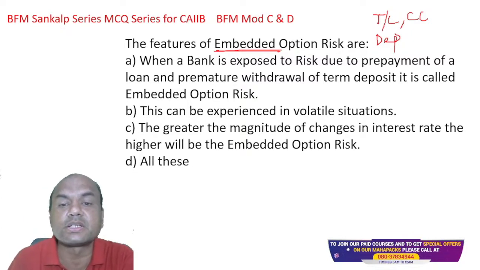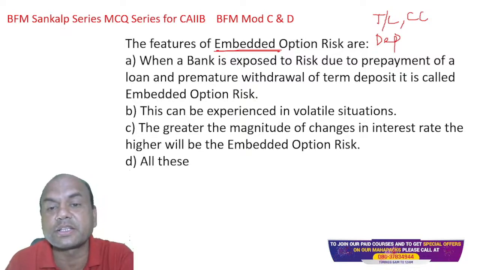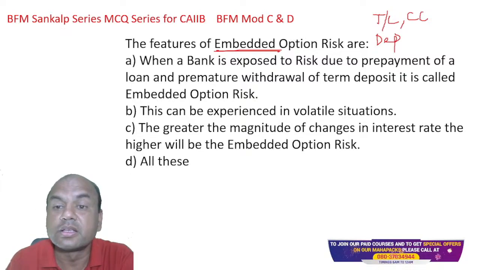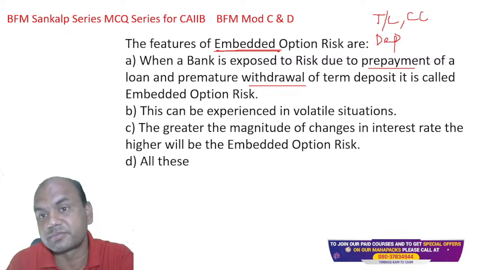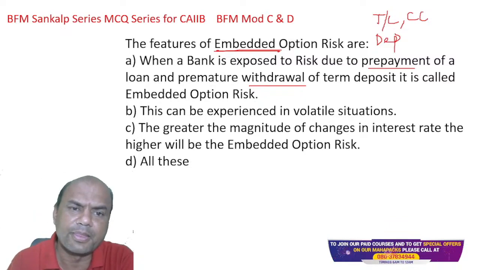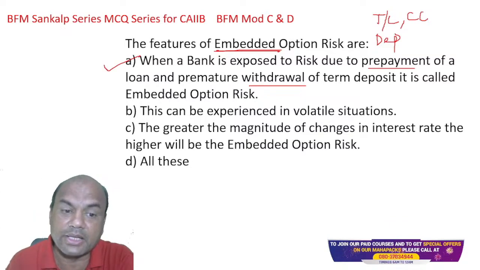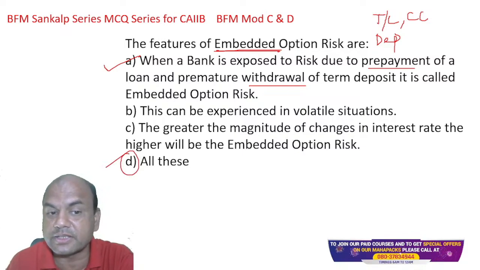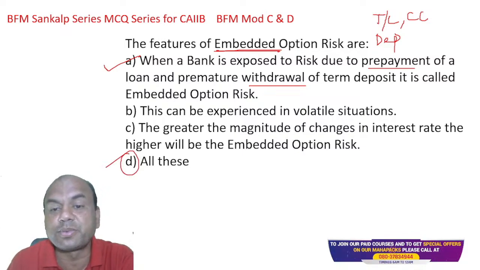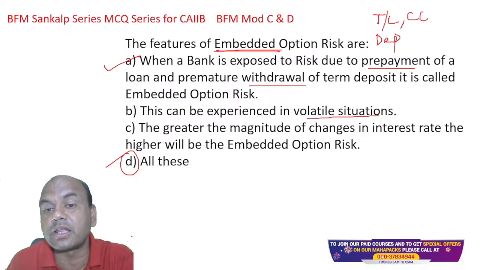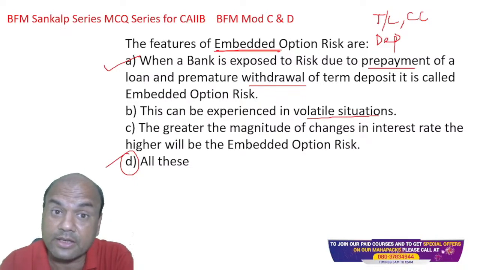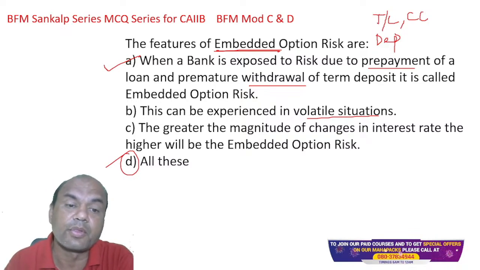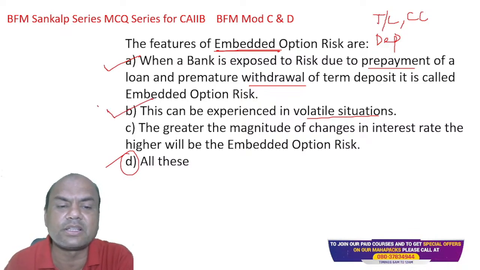So which are the features of embedded option risk? When the bank is exposed to risk due to prepayment of loan or premature withdrawal of term deposit, it is called embedded option risk. Just now I told you, same, right? So A is the answer, but there is an option of all of these also. Check this now. This can be experienced in volatile situations. Volatile means too much changing rate of interest. This generally happens in volatile situations. So B is also the answer. So obviously now D will be the answer.